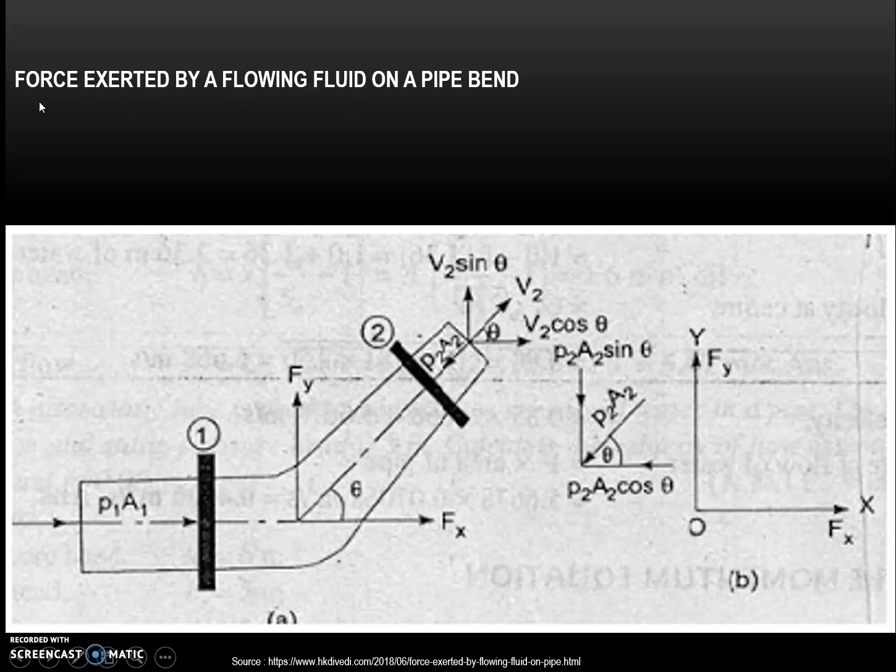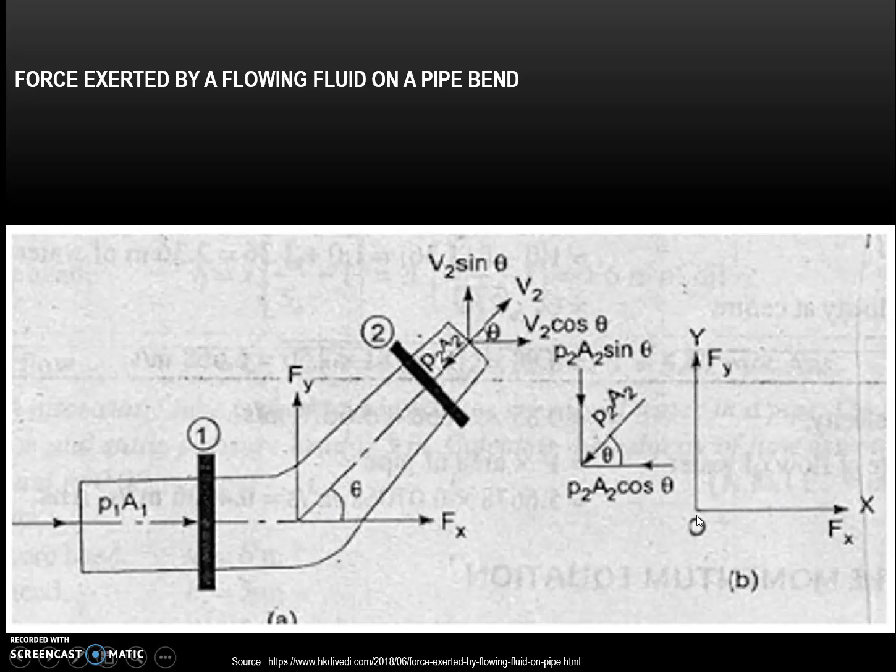Now we will find out how to get the value of the force exerted by flowing fluid on a pipe bend. So here we can see a pipe of varying diameter. The area at section 1 is A1 and the area at section 2 is A2. Here the diameter of the pipe is decreasing. Let the pressure at section 1 be P1 and the pressure at section 2 be P2.